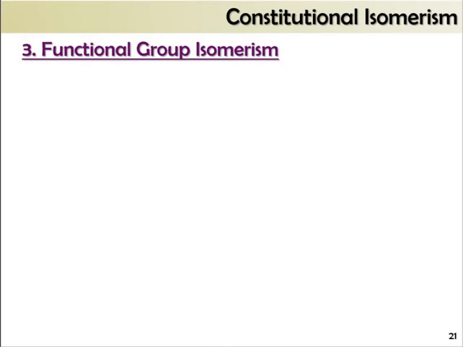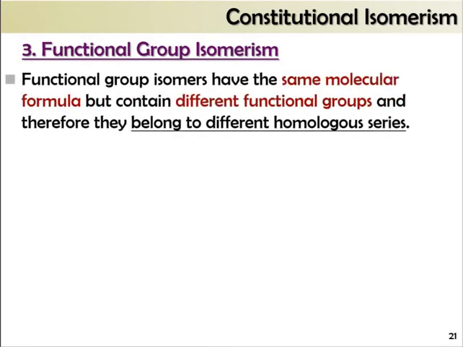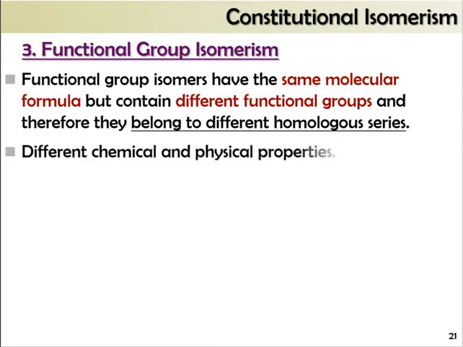Alright, habis untuk number 2. Number 3, functional group isomerism. Functional group isomers have the same molecular formula but contain different functional groups, and therefore they belong to different homologous series. Different functional group maksudnya class of compound dia berbeza. Dan maksudnya kalau dia berbeza, confirm dia punya chemical properties and physical properties pun berbeza.